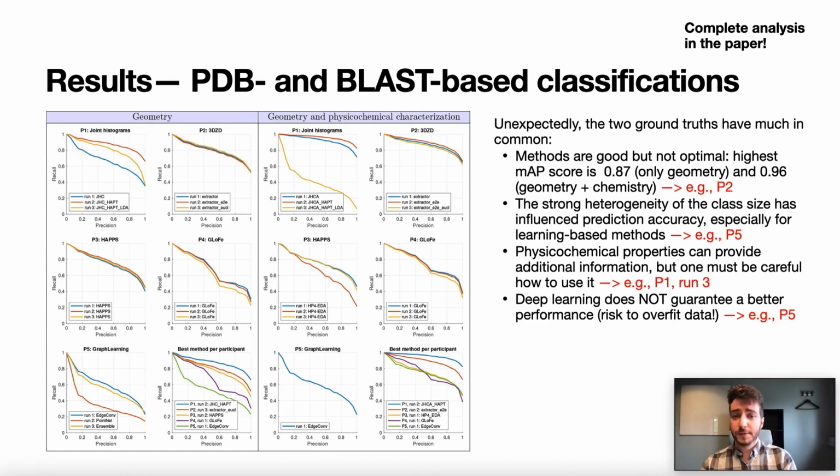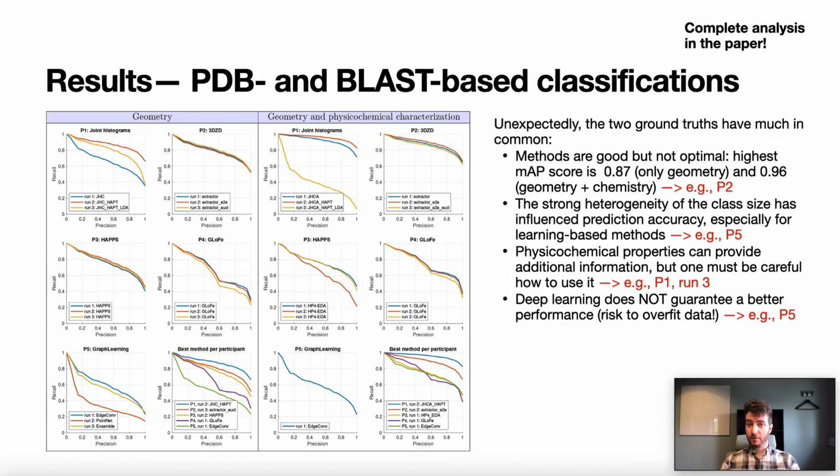The two ground truths have actually much in common, and indeed, methods are good but not optimal. The highest mean average precision is 0.87 when only the geometry is considered, which increases to 0.96 when both geometry and physical-chemical properties are taken into account, being 1 the highest possible value. The strong heterogeneity in the class size has certainly influenced in a negative way the performance of the methods.